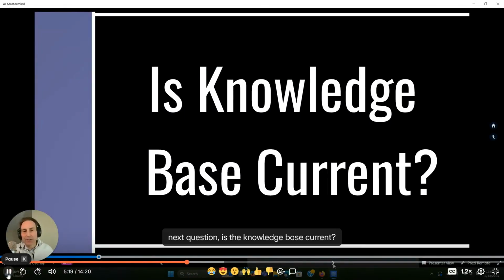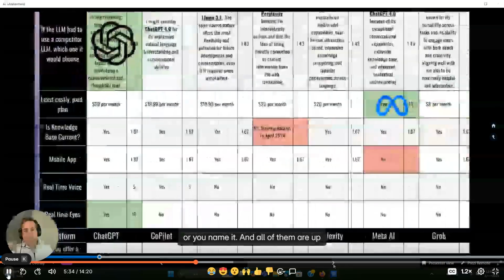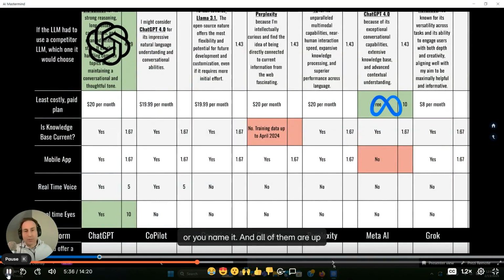The next question, is the knowledge base current? When we're using these generative AI tools, we want to make sure we're getting the latest information. I want to make sure the information is up to date when I'm doing any kind of a search or research or you name it. And all of them are up to date, except for Claude. Its training data as of the timing of this recording was April 2024. So we shared the points amongst the rest of the group.